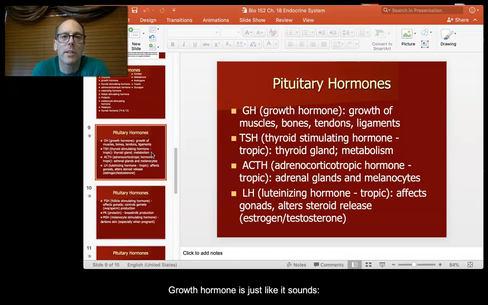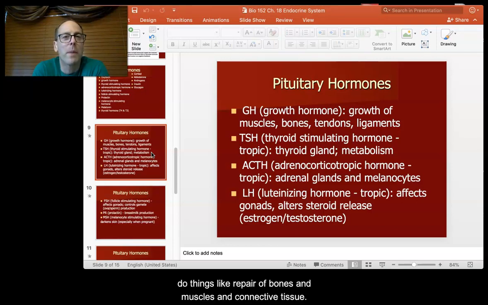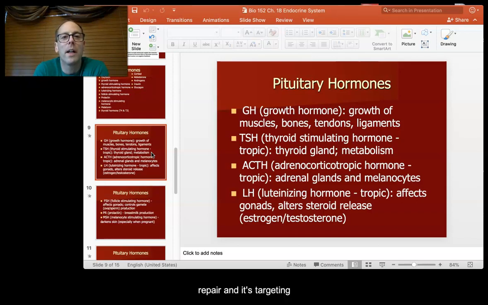Growth hormone is just like it sounds. It's responsible for growth. In children, growth hormone is released in fairly high amounts because they're growing really quickly. In adults, growth hormone is used to do things like repair of bones and muscles and connective tissue. So it's coming out of the pituitary, and it's either doing growth or repair, and it's targeting tissues like muscle, like bone, like connective tissue.